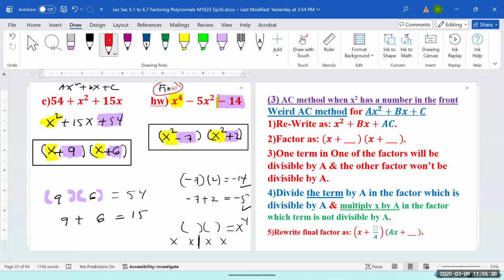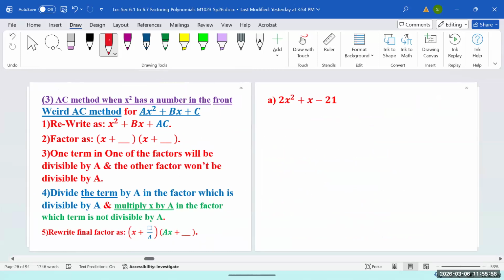Second step, first step, make your a invisible and rewrite c as ac. Factor, one of the numbers will be divisible by a, divide by a. And whatever is not divisible by a, multiply the variable by a.